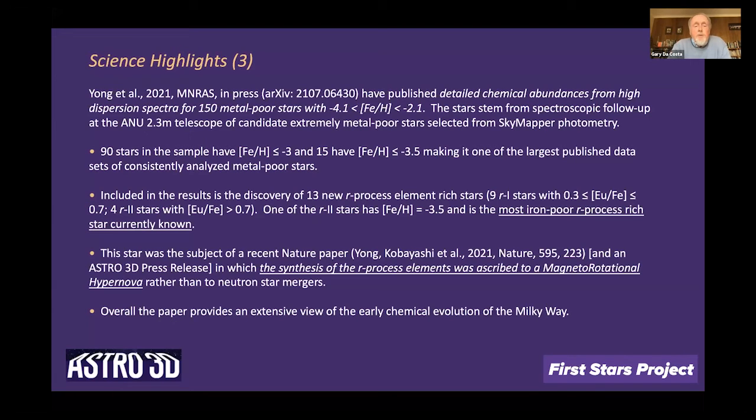Now, there's a number of results, and you'll hear some about them subsequently, but one that I do want to mention is that we've discovered the lowest iron abundance r-process element enhanced star. That paper was the subject of a recent Nature paper and an Astro 3D press release, which shows that, in fact, we can synthesize the r-process elements from a magnetorotational hypernova rather than from neutron-star mergers. And that paper really does give us an extensive view of the early chemical evolution of the Milky Way.